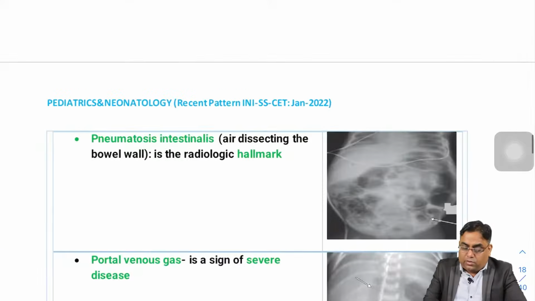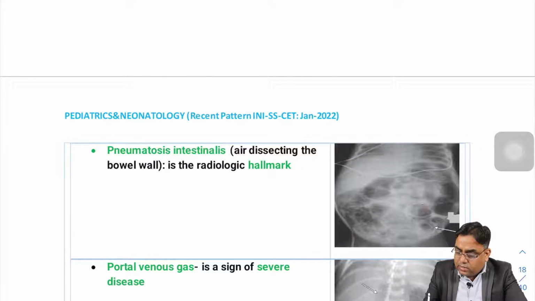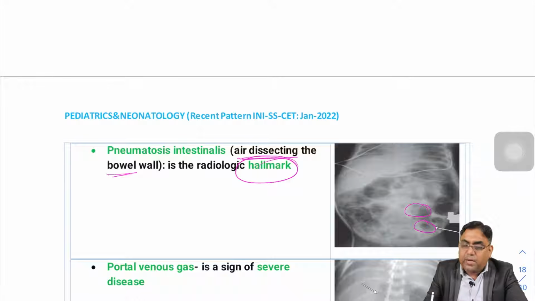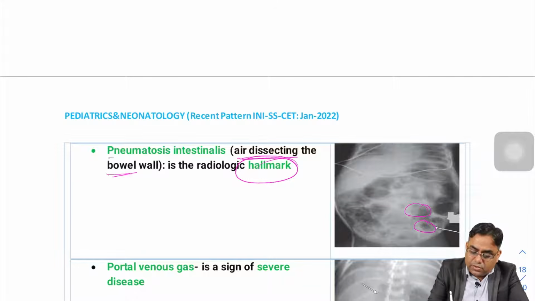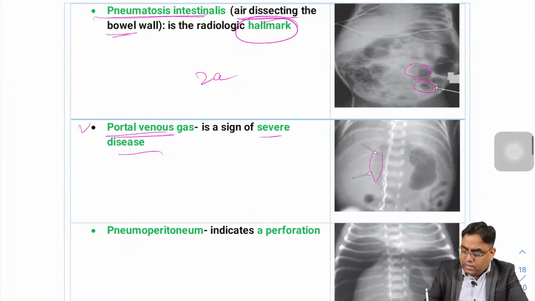Okay. So, as a radiological sign, pneumatosis intestinalis is a repeatedly asked question. Air dissecting the bowel wall is the hallmark. So, the hallmark radiological sign is pneumatosis intestinalis, which is 2A, and portal venous gas indicates severe disease, and this is the pneumoperitoneum of perforation.